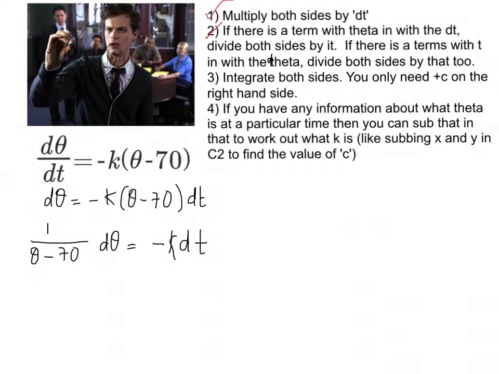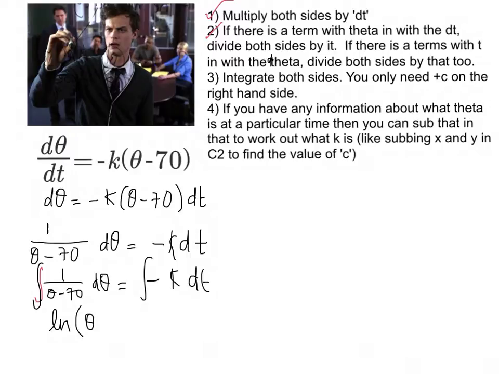Integrate both sides. Okay, that's fine. We can do that just by putting an integral sign on and integrating with respect to the correct variable. So on the left we're going to get ln of theta minus 70, and on the right we're going to get minus kt, because we're integrating with respect to t, and it says you only need to put plus c on the right hand side. Again, in the other video I've explained why, if you're interested, you only need to put the c on the right hand side.